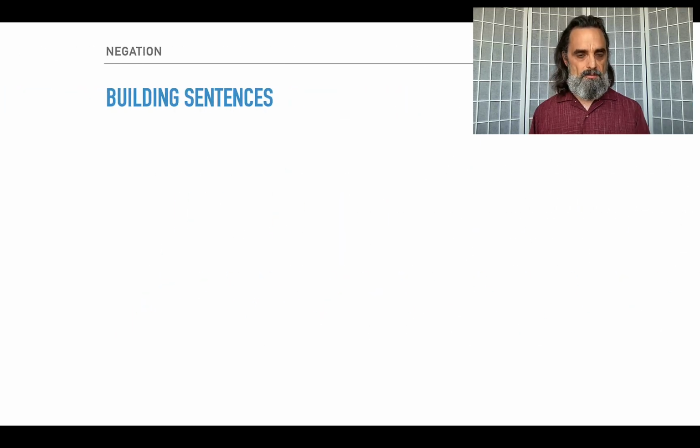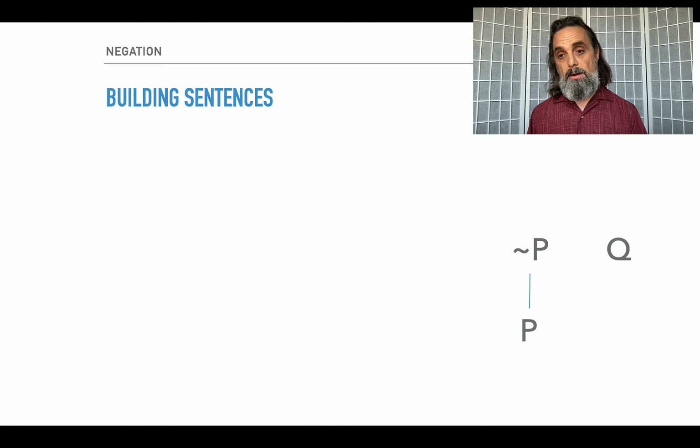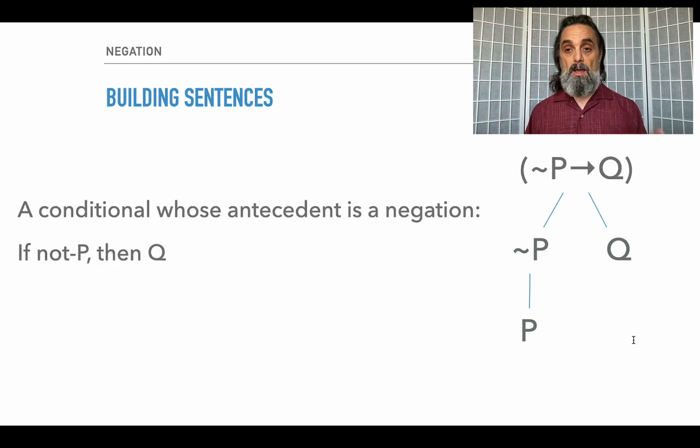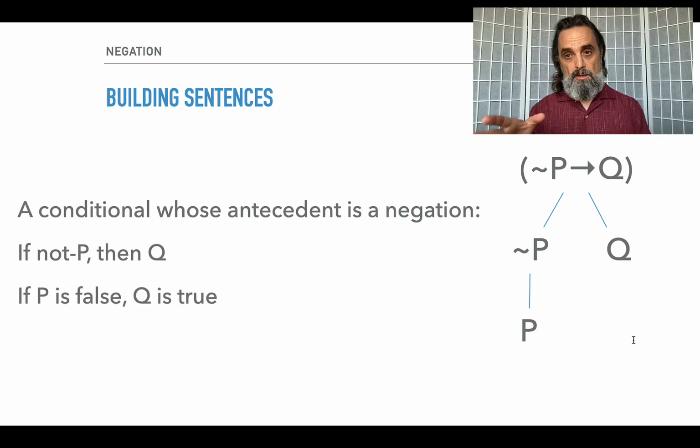We could proceed in a different order. We could start with P as a sentence letter, and then we could add a negation sign onto that using our second rule, building the sentence negation P, which says P is false. We could observe that Q is also a sentence letter and therefore a sentence by rule 1, and now having those two sentences together, not P on the one hand and Q on the other hand, we could build the conditional out of them, getting the conditional if not P, then Q. So this is a conditional. Its antecedent is a negation. So it says if not P, then Q, or put slightly differently, if P is false, Q is true.